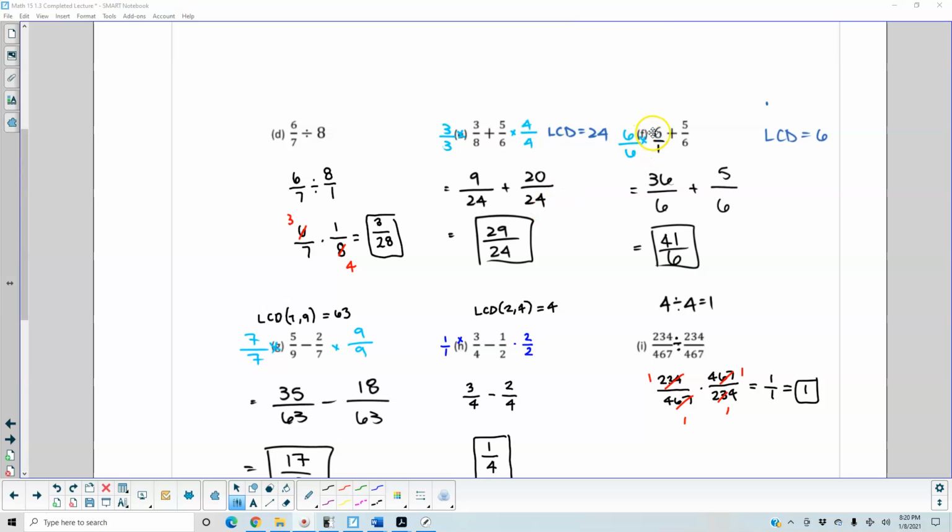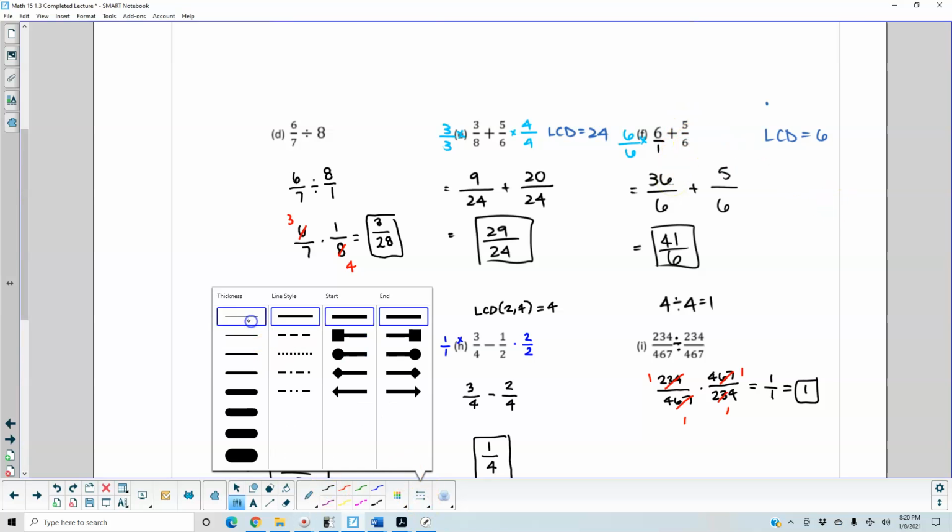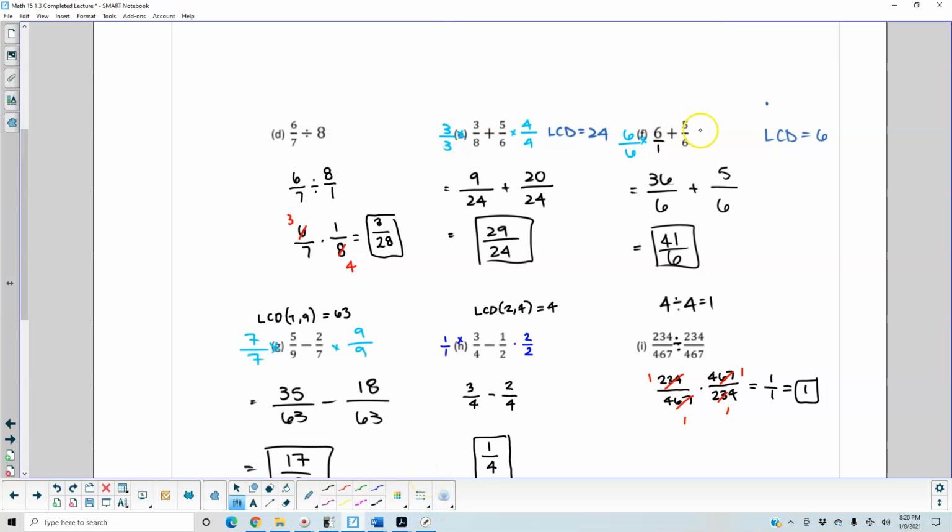For part F, we have 6 over 1 plus 5 over 6. The LCD between 6 and 1 is 6. So, since the LCD is 6, 1 times 6 is 6, 6 times 6 is 36. And on this side, we know that we have just 1. So times 1 over 1. So 5 times 1 is 5, 6 times 1 is 6. 36 plus 5 is 41 over a common denominator of 6.